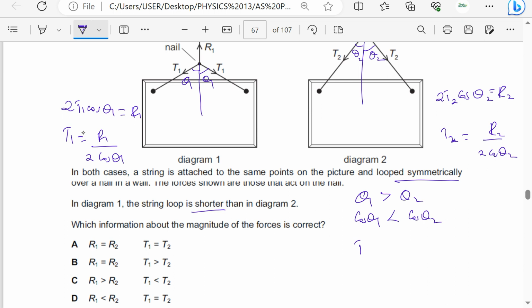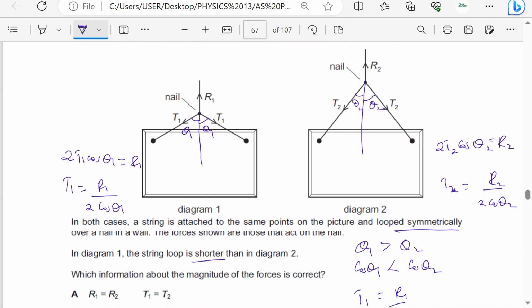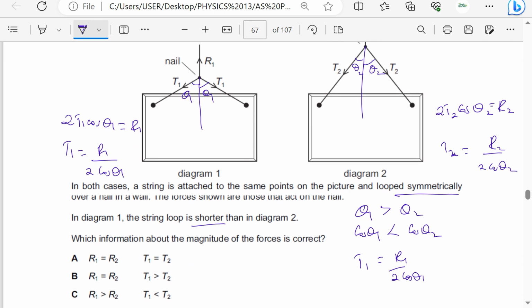So if T1 is equal to R1 over 2 cos theta 1, and they told us these are attached on the same point and they are looped symmetrically, the forces over a nail in a wall, the forces shown are those that act on the nail. They said in diagram 1, the string loop is shorter than in diagram 2.